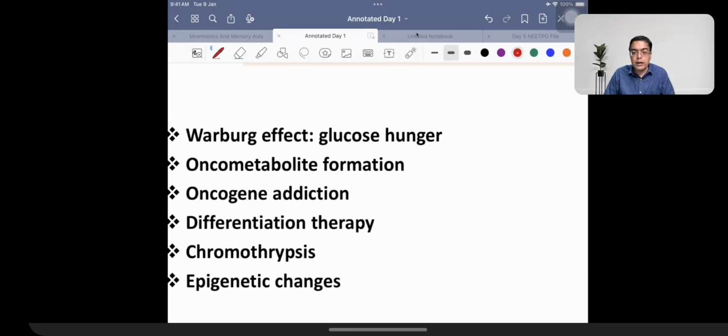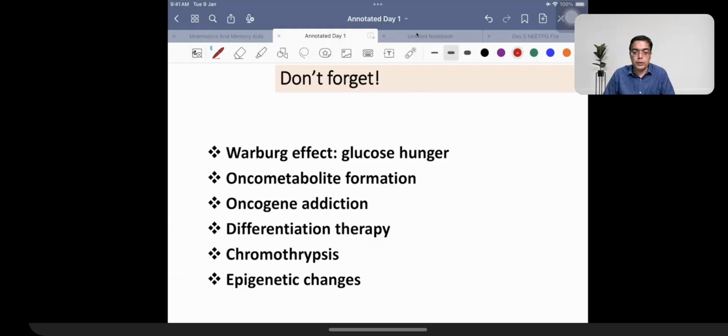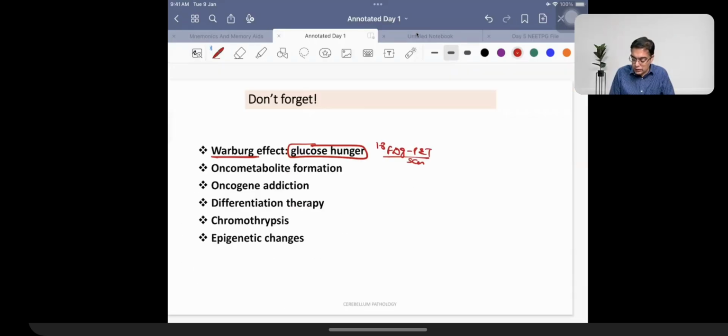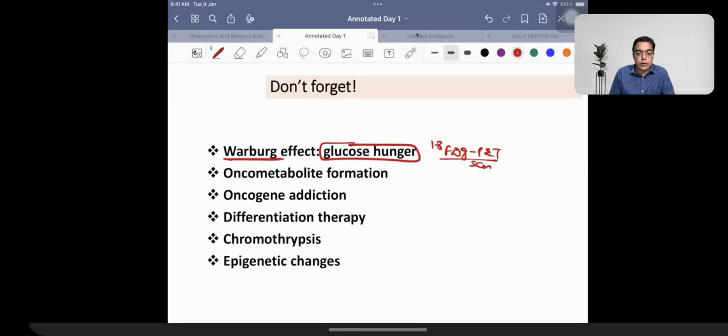The final thing we can talk about before we go for a meal break so that you don't miss out on your meals is going to be something like this. Warburg effect is glucose hunger, already discussed. That is useful in case of 18 FDG PET scan. That is aerobic glycolysis. Oncometabolite formation is dependent upon an enzyme. It is 2-hydroxyglutarate that we just need to keep in mind.